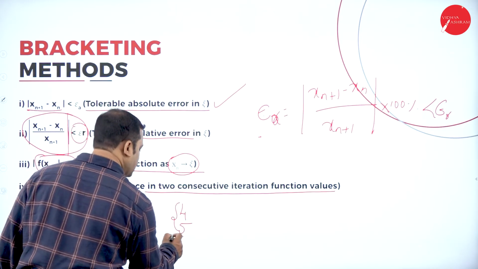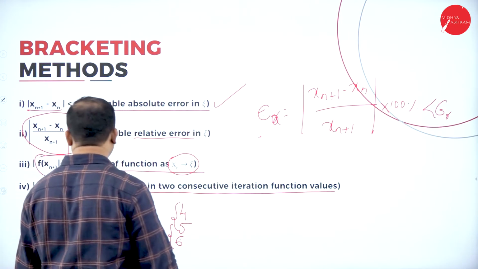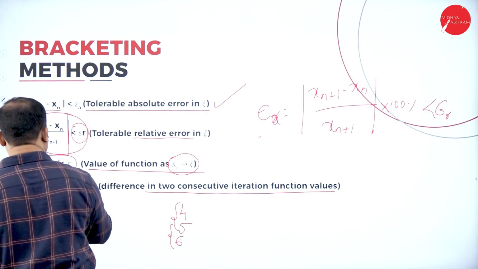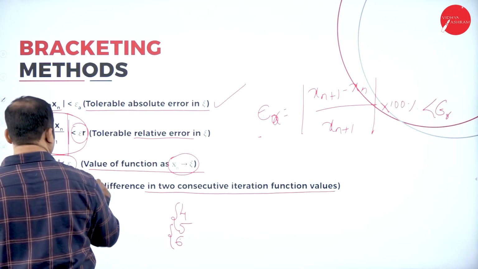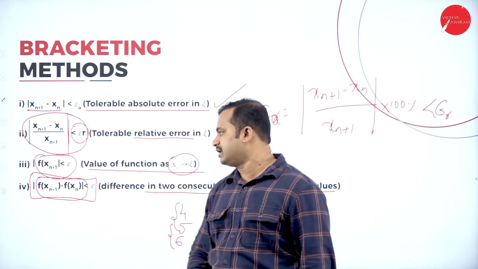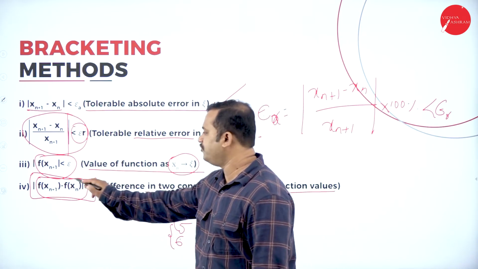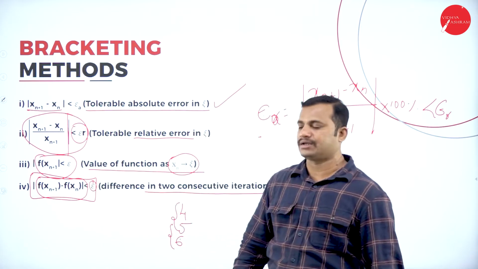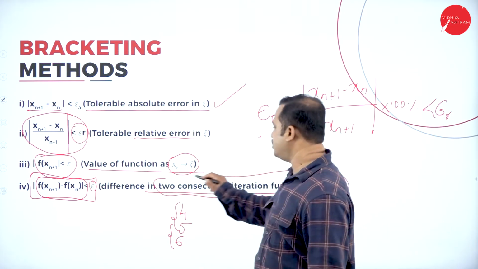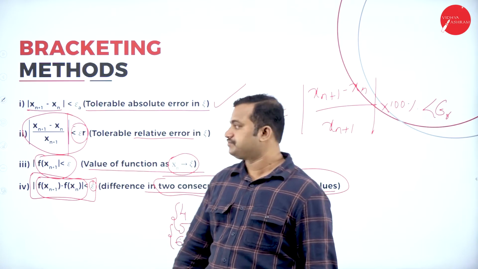So that is called consecutive iterative values, obtained by f of xn minus 1 minus f of xn, taken as a modulus, that is the absolute value, which is less than the error rate. That is the two consecutive iteration function values defined by this.